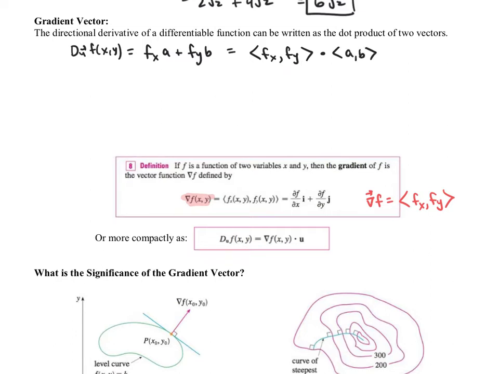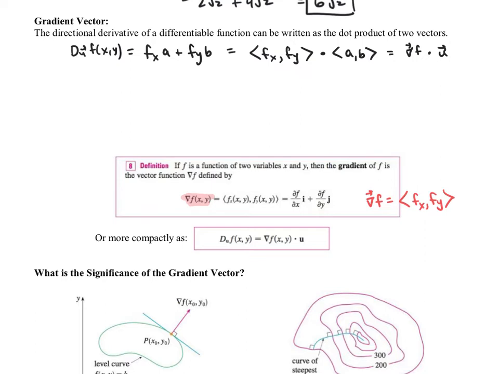And if we think about the formation of this dot product, that first vector, f_x, f_y, is actually the gradient vector of f, and we're dotting it with the unit vector that is the direction we're trying to analyze. So the directional derivative is actually a dot product calculation between the gradient vector and the unit vector.